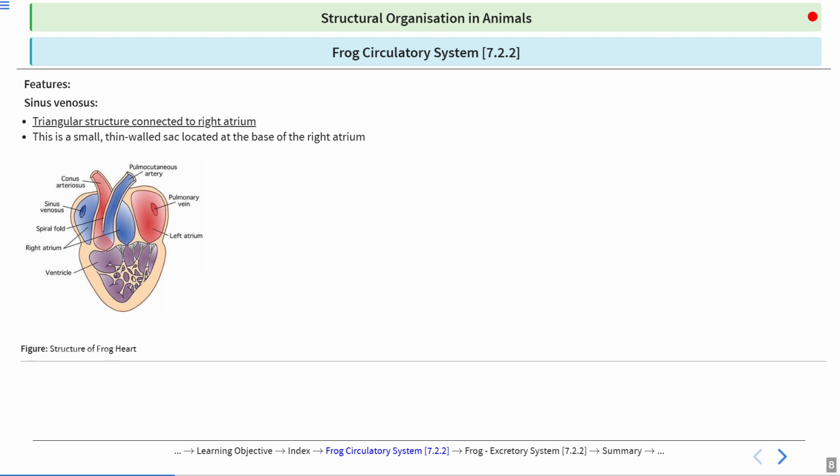Superior vena cava. Why is it called the superior vena cava? Because all the veins from the superior part of the body, the upper part of the body, unite and go to the heart. Similarly, from the lower parts of the body of the frog, all the veins unite together and form the inferior vena cava.